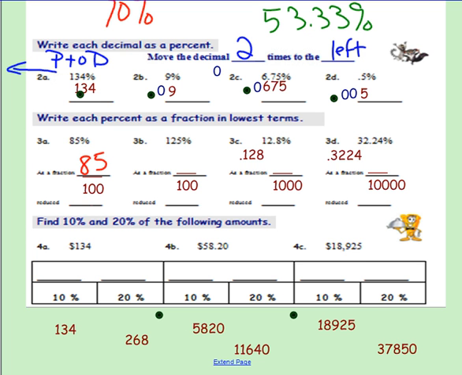Percent means out of 100. 85 over 100 reduces to 17 over 20. There are several tricks on this one: dividing by 5 on the top and the bottom, or using your calculator.